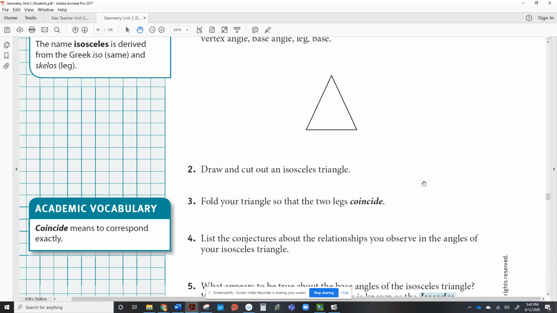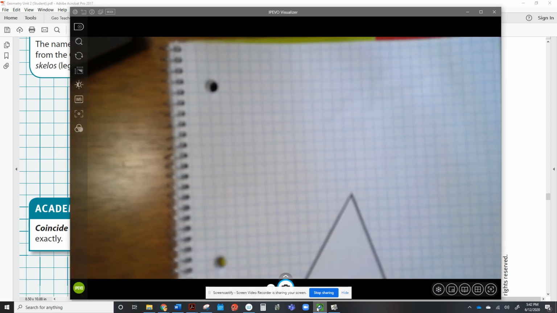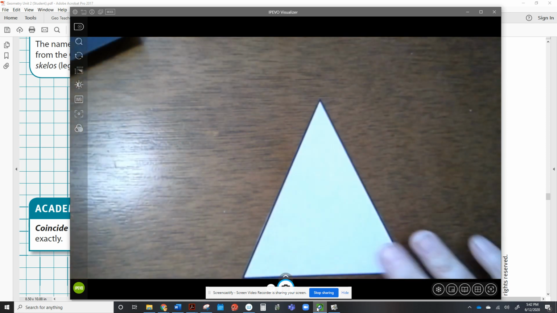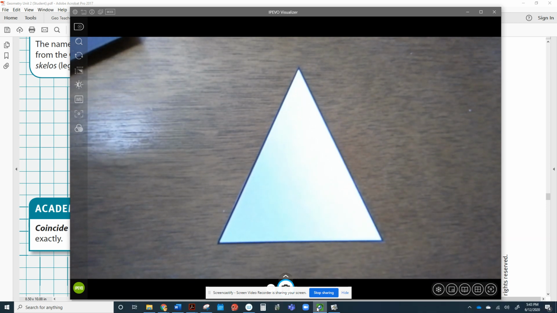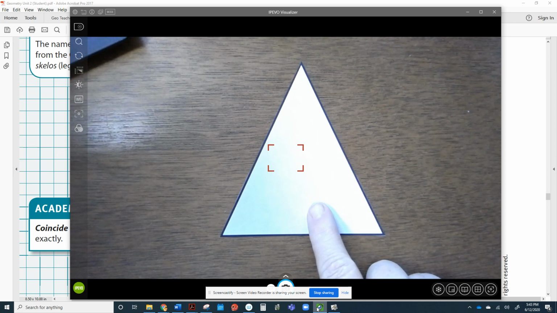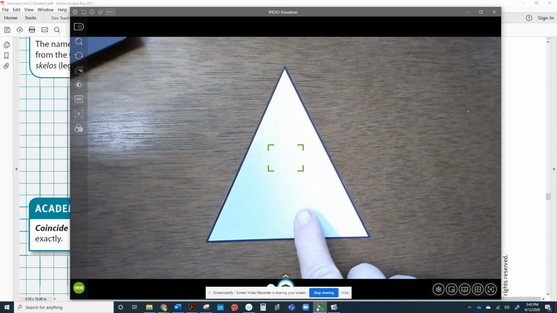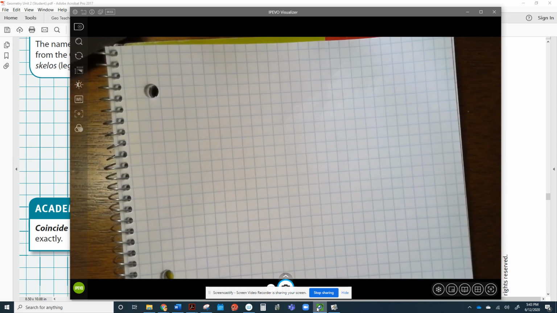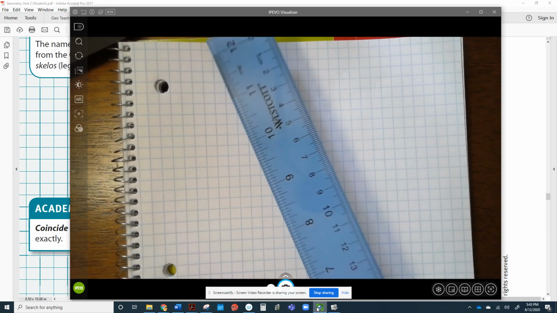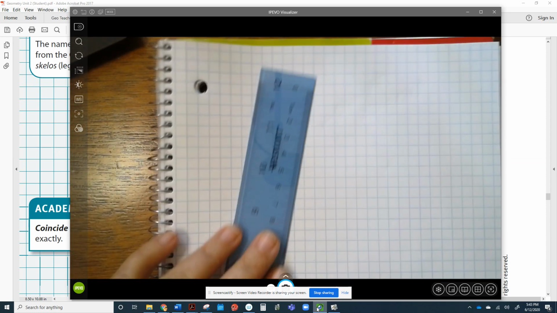Now, it says draw and cut out an isosceles triangle. So I did. I will draw one because it's not a hard thing to do, but I actually cut one out, is what I did, just because I wanted it to be super neat and really clear. There it is. And I will show you how super easy it is to draw one. All you need in order to draw an isosceles triangle is a ruler and of course something to write with.